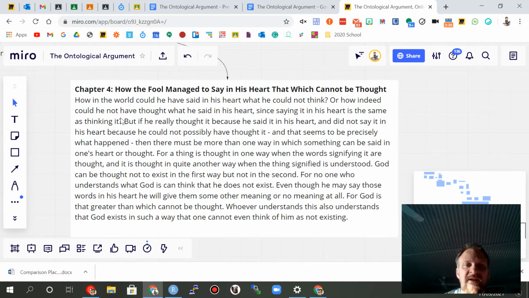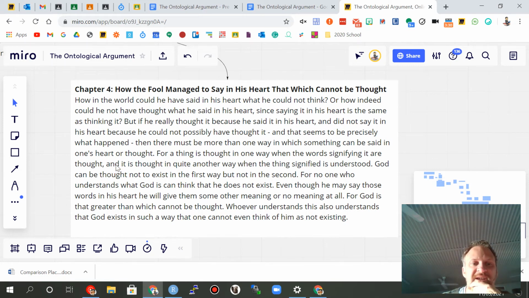That's what he's arguing. But if he really thought it because he said it in his heart, and did not say it in his heart because he could not possibly have thought it, and that seems to be precisely what happened, then there must be more than one way in which something can be said in one's heart or thought. Don't worry about that too much. Let it wash over you a bit, okay? For a thing is thought in one way when the words signifying it are thought. Write that down. What he's basically saying is he believes, in this sentence here, a thing is thought in only one type of way when the words you use are forming the thought. Take a note.